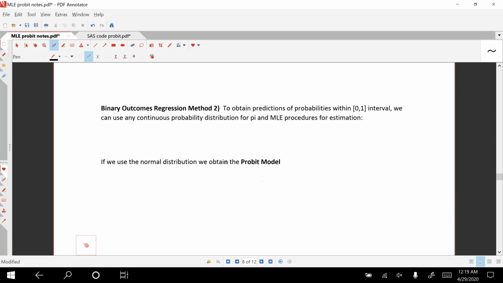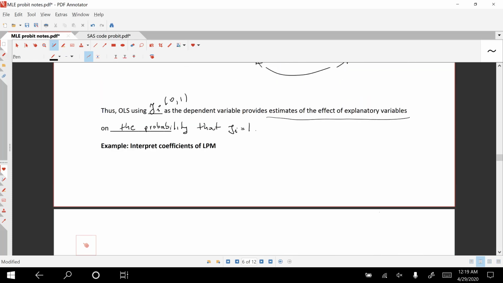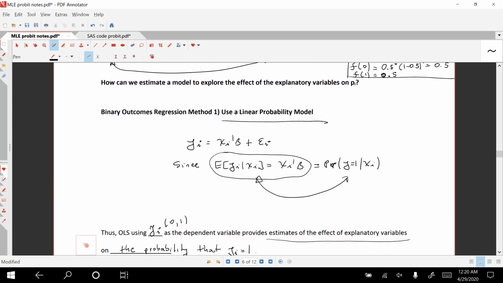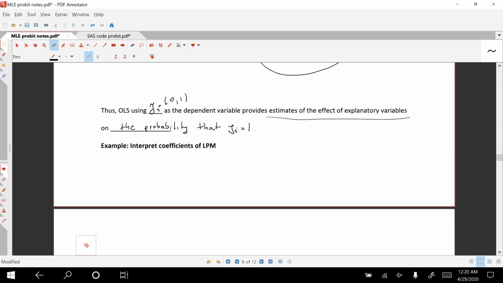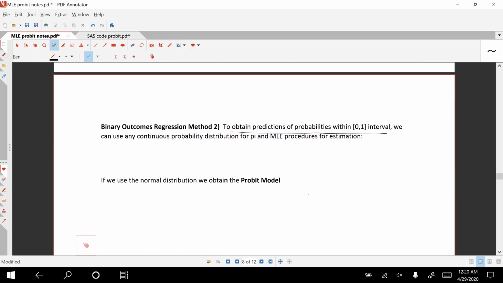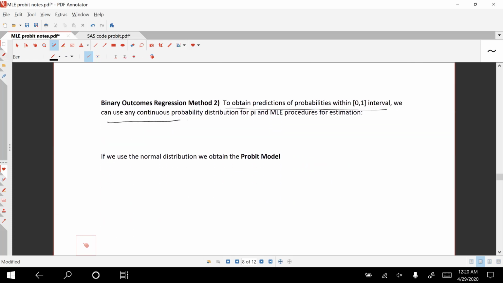Well, if we want to obtain predictions of the probabilities within the 0-1 interval, what we could do is, remember, the problem is that the model for pi that we considered before was xi prime beta, but there is nothing here that ensures this probability is going to be between 0 and 1. So, we can use a continuous probability distribution for pi, and then also the maximum likelihood estimation procedure for estimation.